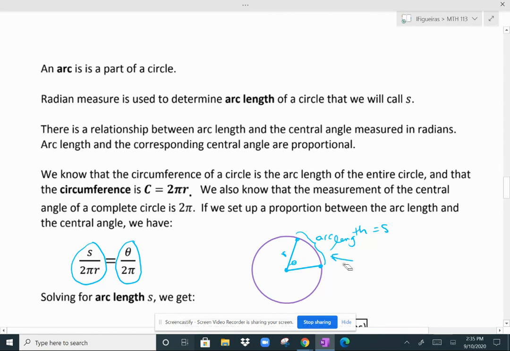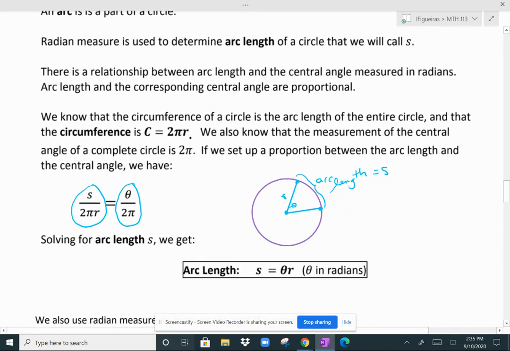Okay, so in order to develop the formula, all we have to do is cross multiply this. And when you do, you get that S is theta r, because the 2 pi's will cancel. So S equals theta r, where r is the radius and theta is the central angle expressed in radians.